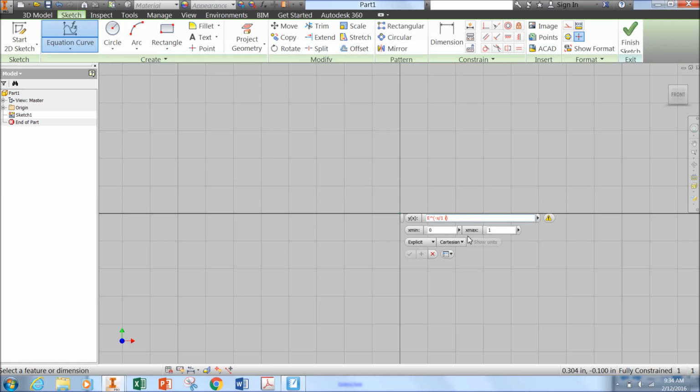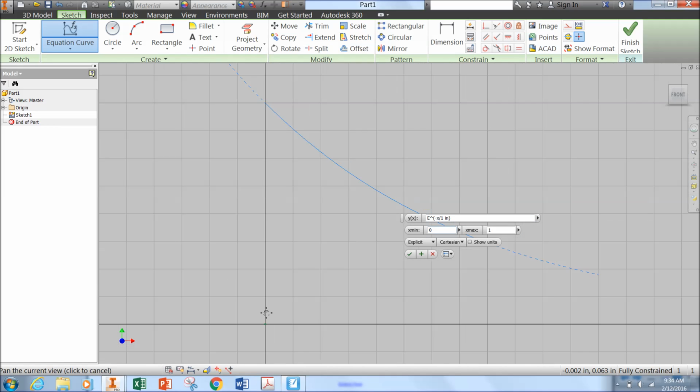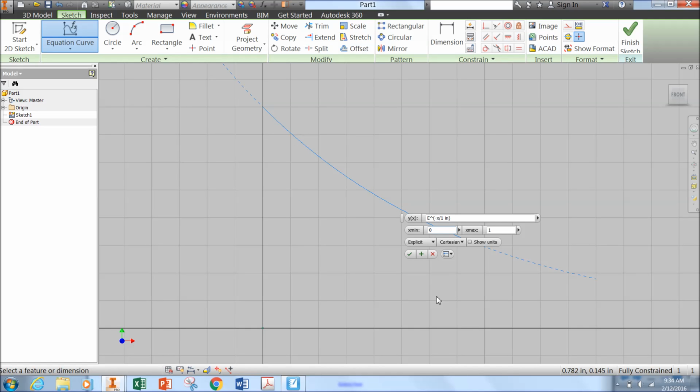Notice our sketch appears and our warning symbol has disappeared. Once the curve is drawn, it is important to set the domain of x, so you only draw the curve as long as the problem defines. In this case, x min is 0, x max is 1, which is what we are looking for. Repositioning shows our curve exactly how we want, so we're going to accept that.